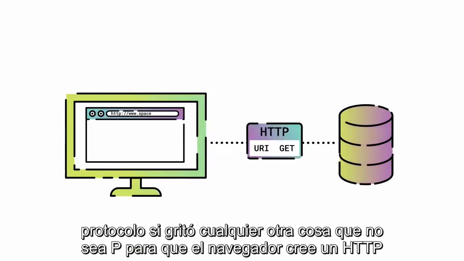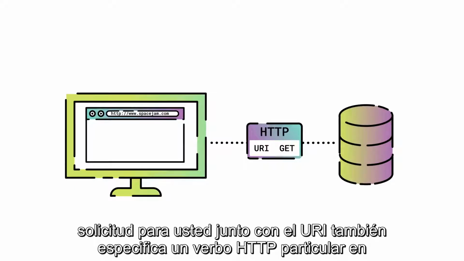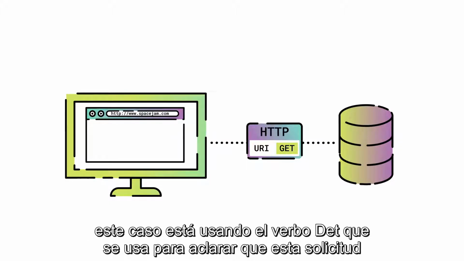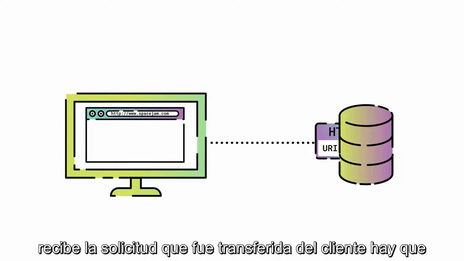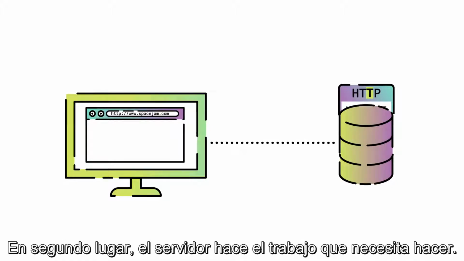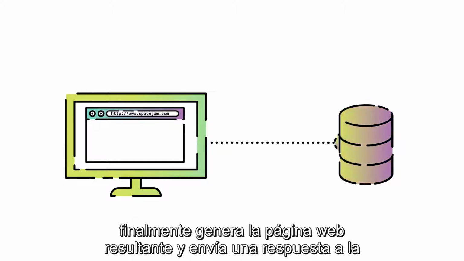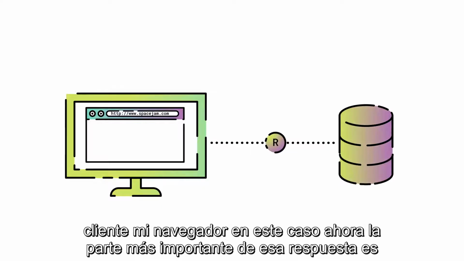So the browser creates an HTTP request for you. Along with the URI, it also specifies a particular HTTP verb. In this case, it's using the GET verb, which is used to clarify that this request will only receive data. That is, it won't be making any changes. The server receives the request that was transferred from the client. There's that second T. The server then does the work that it needs to do. And finally, it generates the resulting web page and sends back a response to the client, my browser in this case.